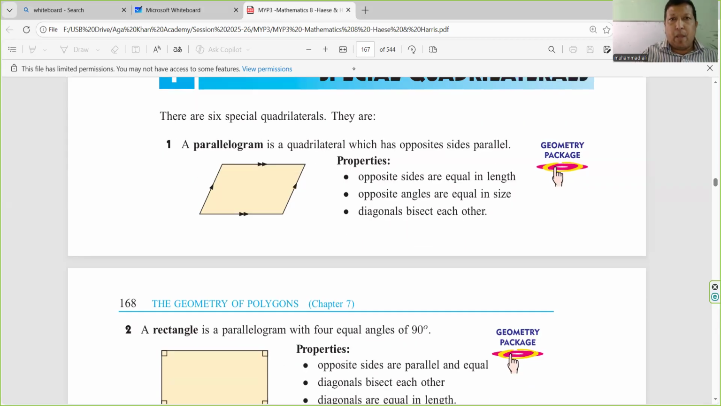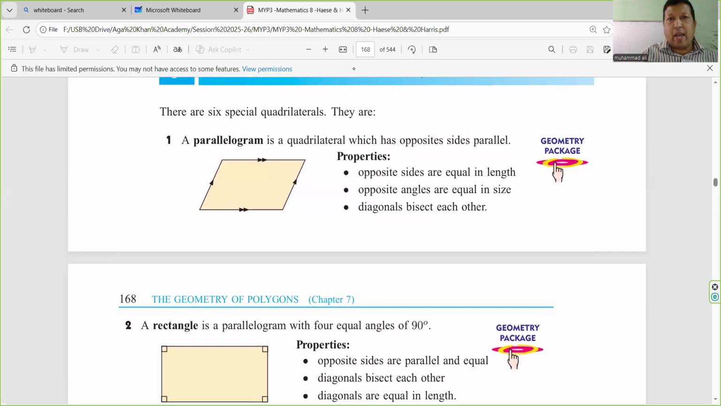You see, in a parallelogram opposite sides are parallel. So the properties are: opposite sides are equal in length. Both of these are equal in length. Opposite angles are equal in size. These two opposite angles are equal in size, and diagonals bisect each other.